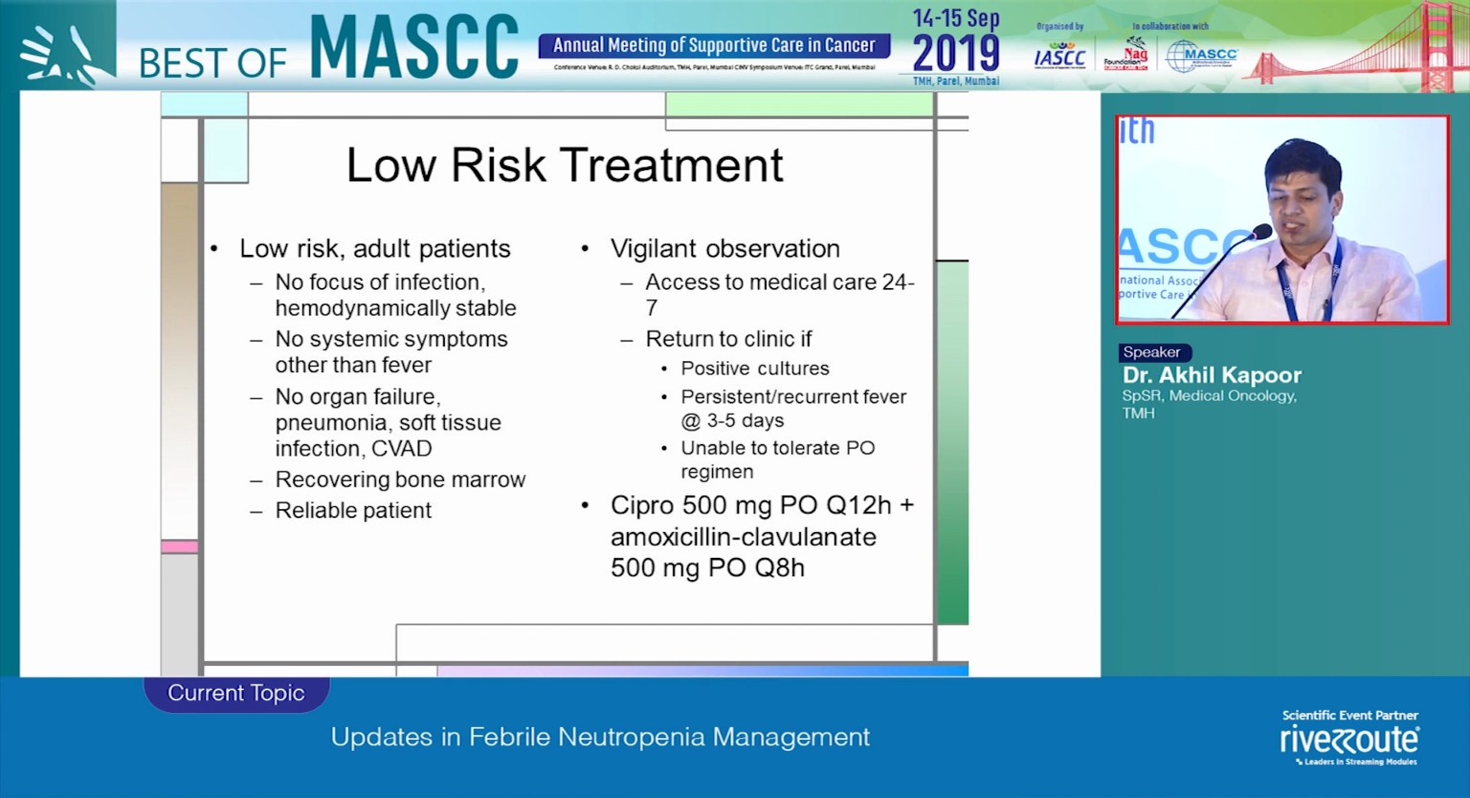Low risk patients, as previously discussed, are those who don't appear to have any focus of infection, no systemic symptoms other than fever, normal organ functions, no CVID, counts appearing to be recovering, that is monocyte count is high but neutrophil count is only low, and the patient is reliable for follow-up. Then we can consider vigilant observation and ask the patient to return to clinic if any cultures turn positive, if there is persistence or reappearance of fever after 3 to 5 days, or if the patient is unable to tolerate oral regimens. The usual regimen prescribed is ciprofloxacin plus amoxiclav. However, we can also use cefuroxime.